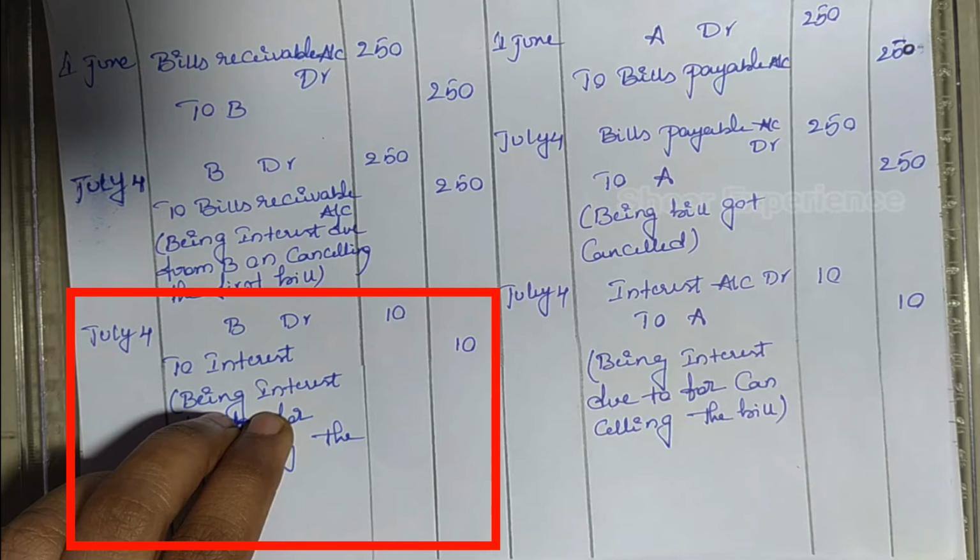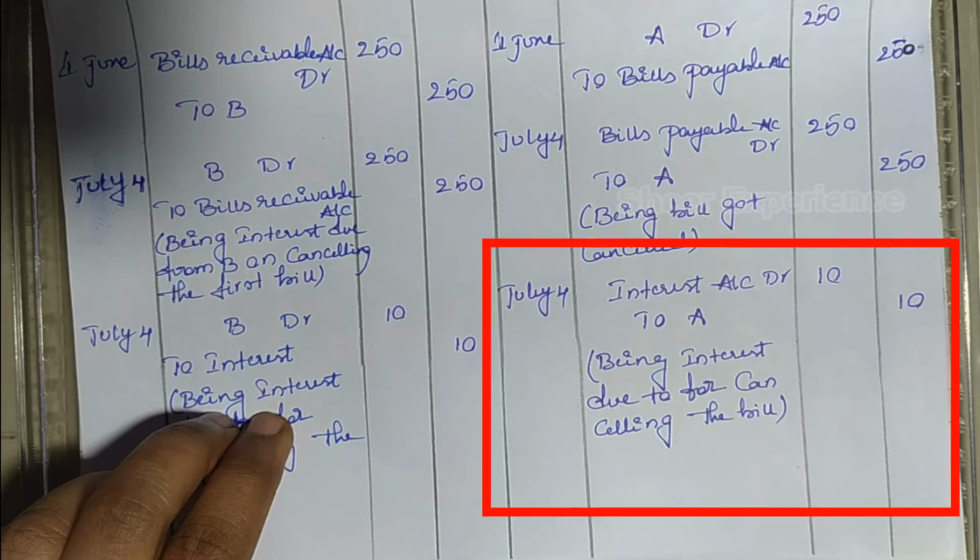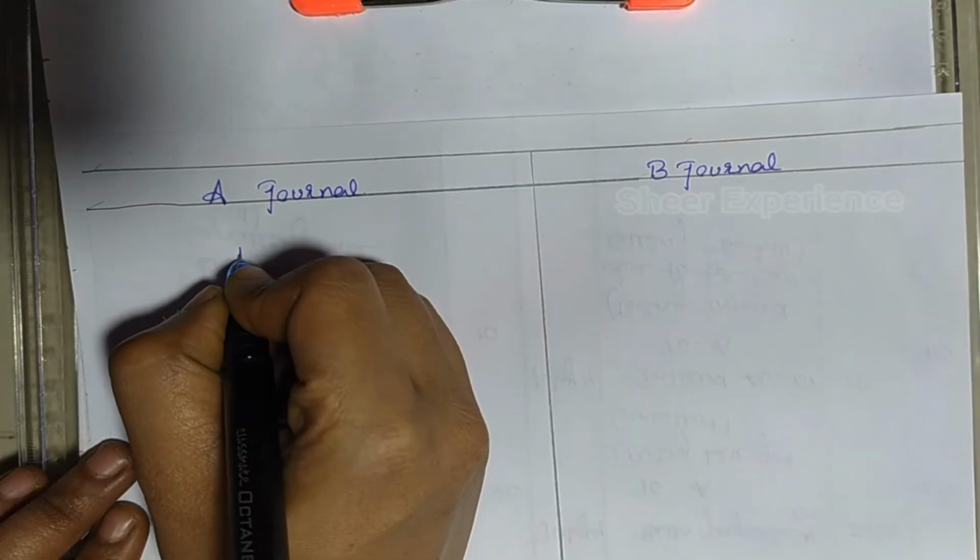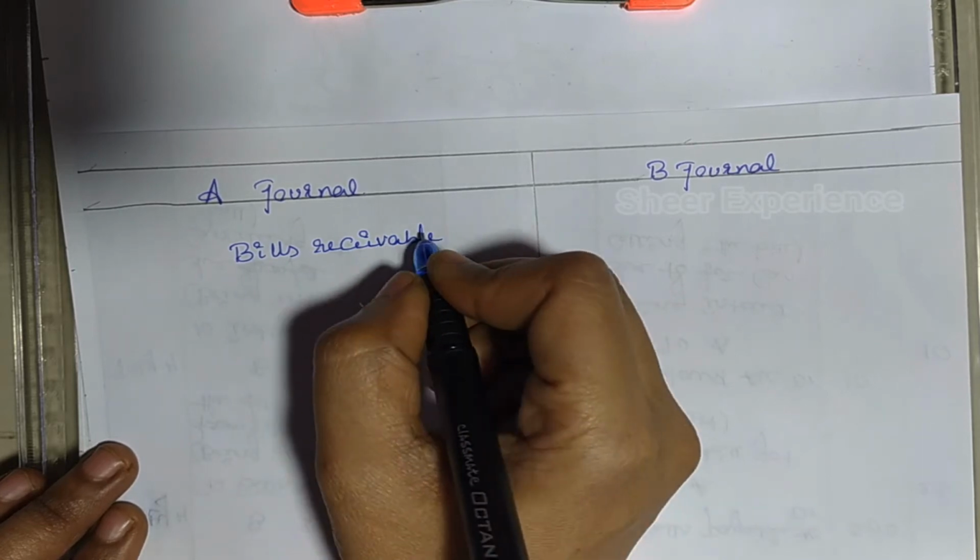And we are receiving interest from B. So we debit it. Entry in B's book is interest account debtor to A. Here B is paying the interest to A. So interest is an expense for B. So we debit it and the interest is paid to A. So we credit A. Now our next journal is new bill entry.